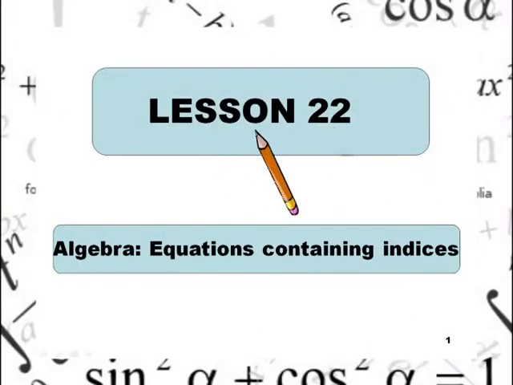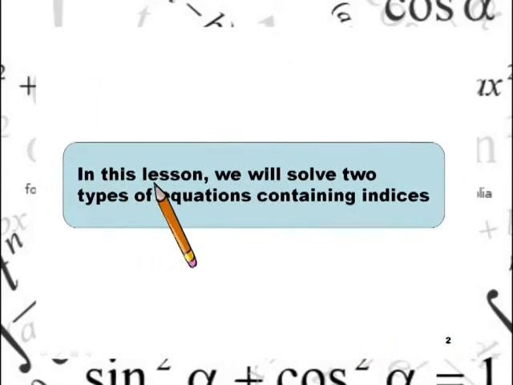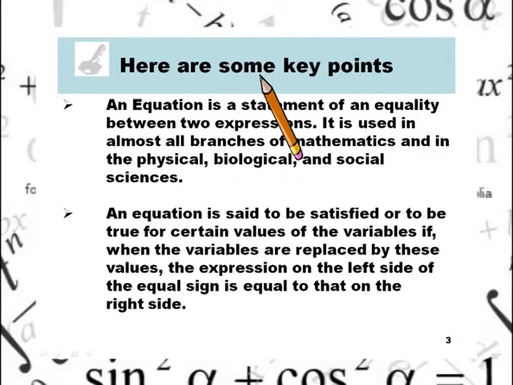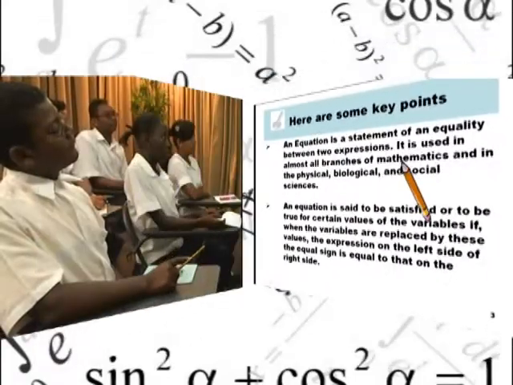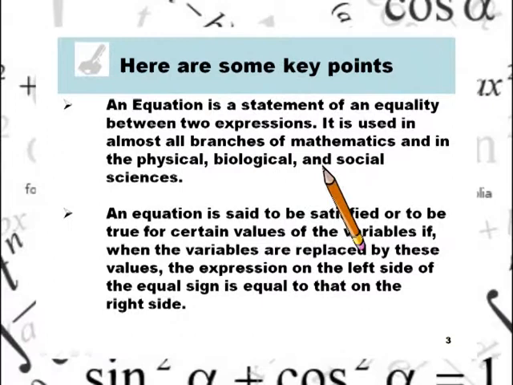Lesson 22, Algebra, Equations Containing Indices. In this lesson, we will solve 2 types of equations containing indices. Here are some key points. An equation is a statement of an equality between 2 expressions. It is used in almost all branches of mathematics and in the physical, biological, and social sciences.